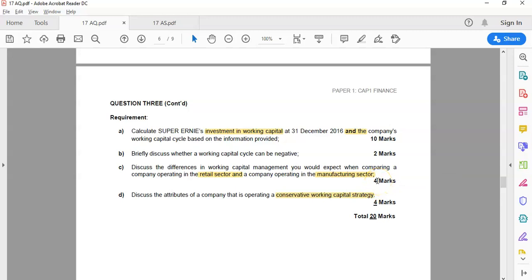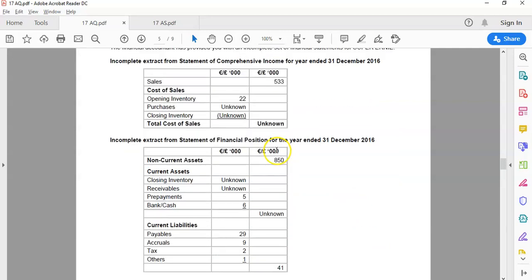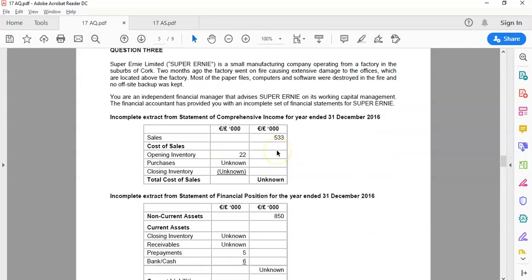So what I want to show you here is it's half and half. 50% of the marks are going for calculations, part A, but 50% of the marks are going for theory. So we're trying to show you the importance of knowing your theory, knowing your narrative pieces to Cap 1 Finance as well, because often that's where students get dragged down. So again, pause it now and have a read through the question and see, can you understand what they're asking you in part A?